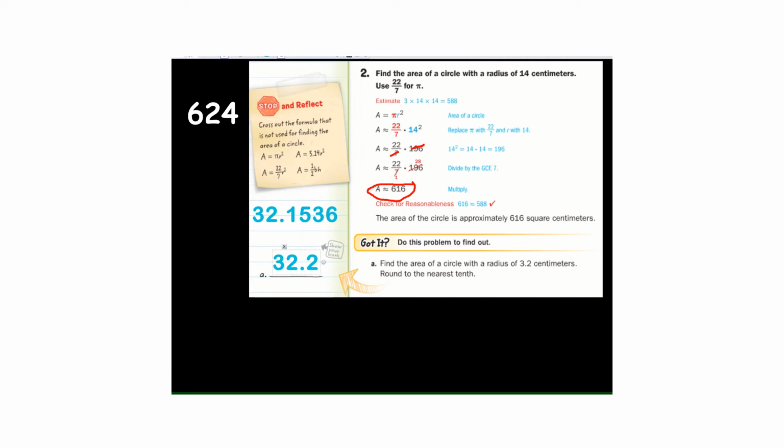We also should talk about the label. They haven't talked about the labels yet. Area is always squared, so these are centimeters. So you say 32.2 square centimeters.